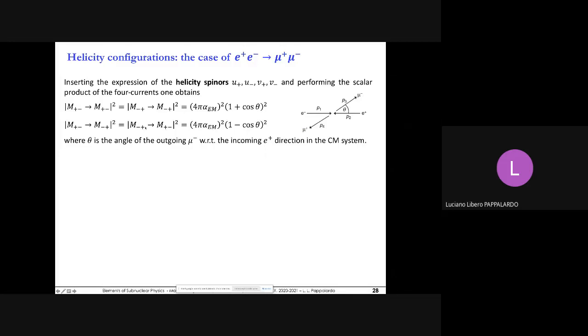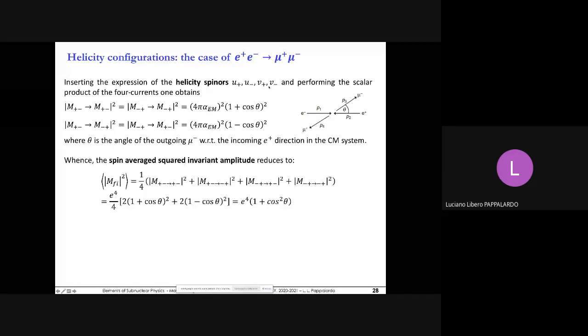For the other two, plus minus into minus plus or minus plus into plus minus, it is essentially the same, but with a minus sign here. We will not derive this, but it's trivial algebra once you put the full expression of your helicity spinors based on polar coordinates.